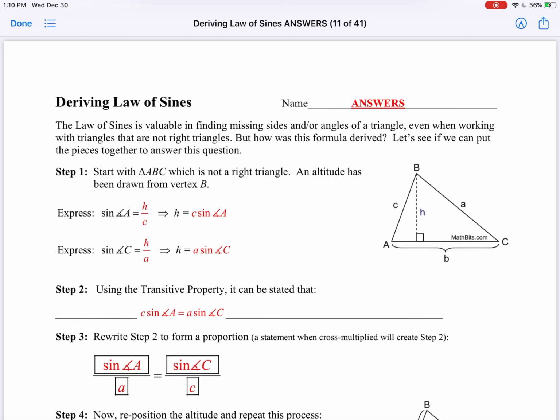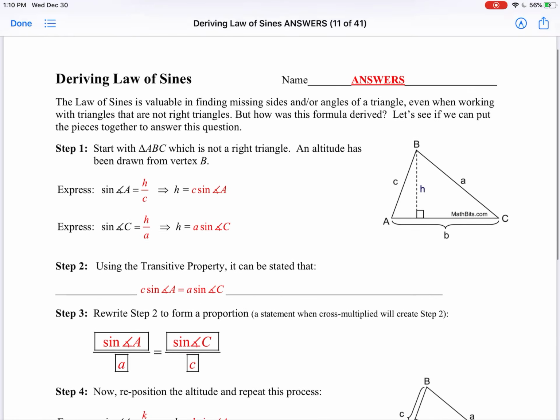Step 2 says use the transitive property, which can be stated that, and again, you're just setting, you see that your H's are the same, or in step 1, our equations are both equal to H. Therefore, I can set H equal to H, which now means that C sine of angle A is equal to A sine of angle C.